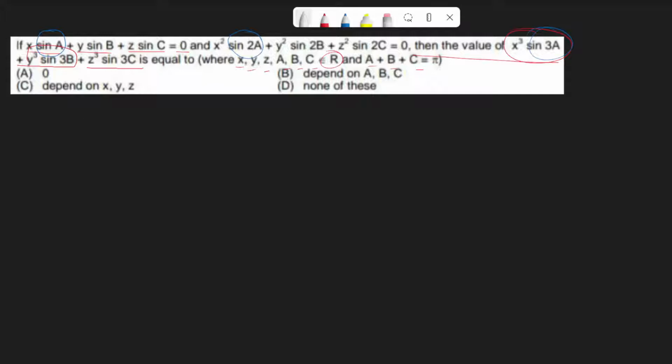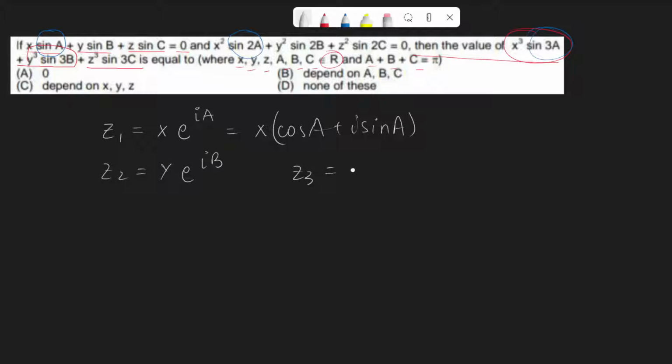So let us define the first complex number z1 as x times e to the power of ia. Now this is just Euler's notation. This complex number would be written as x times cos a plus i sine a. If we define a second complex number, z2, as y times e to the power of ib, and then similarly z3 equals z times e to the power of ic.